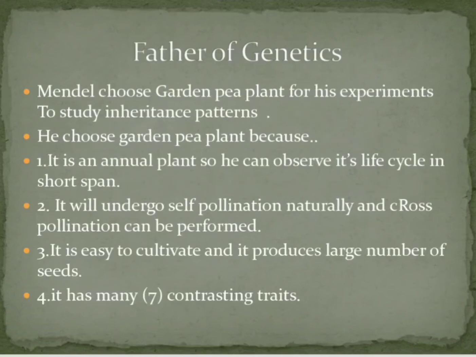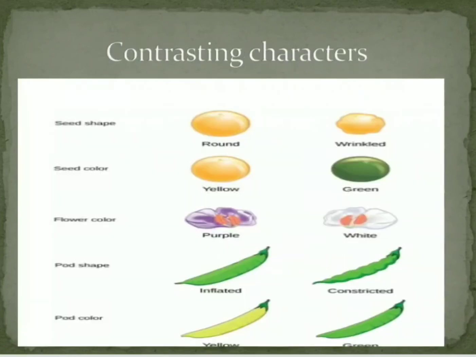Next, Mendel chose the garden pea plant for his experiments to study inheritance, based on a few characters. It is an annual plant, so he could observe its life cycle in a few months. It undergoes self-pollination naturally, and we can also perform cross-pollination. It is easy to cultivate and produces a large number of seeds within a short time. It has many contrasting traits, 7 contrasting traits. So let's see what those 7 contrasting characters are.